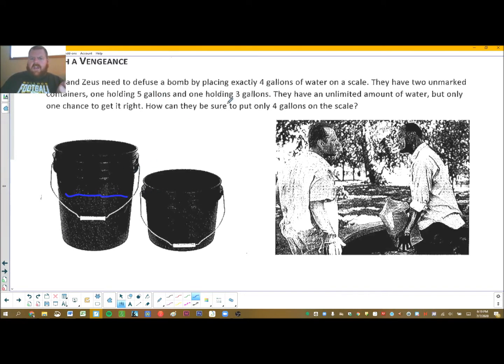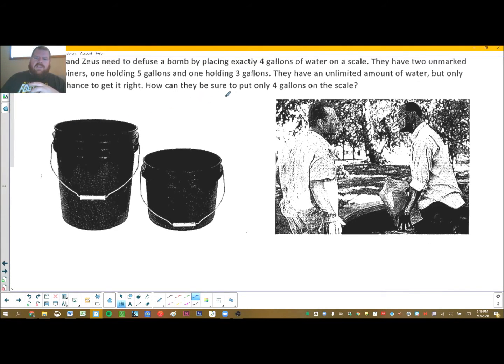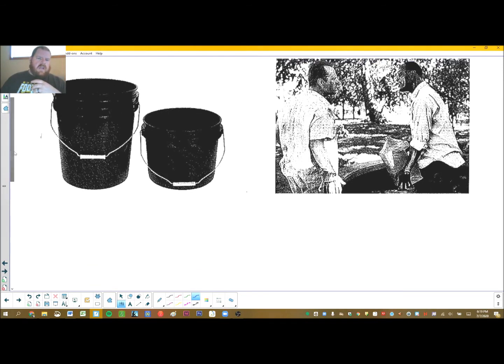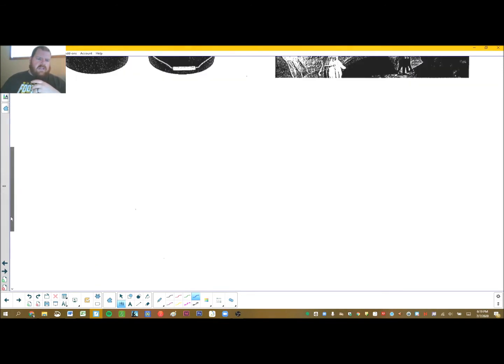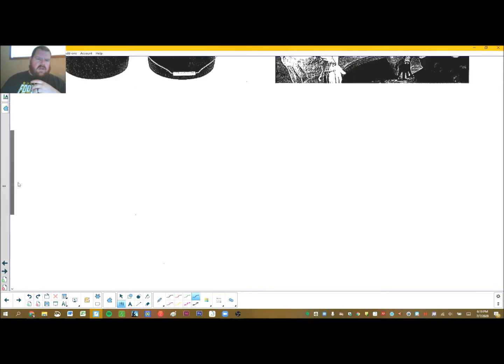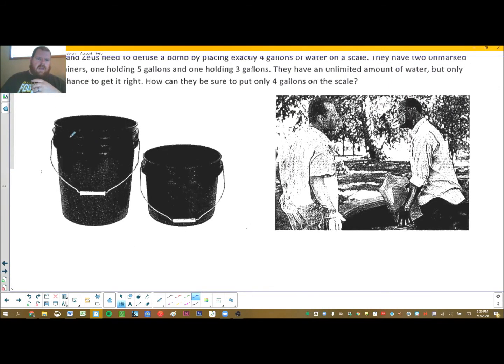But one holds 5 gallons, one holds 3 gallons. They have an unlimited amount of water, but they have to get it right on their first try. How can they be sure to only put 4 gallons on the scale? And so we've got these two containers. I thought I had them down there, but that's okay. And it involves like, fill this bucket up, pour it into here. What does that look like?